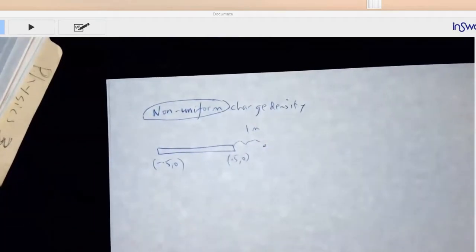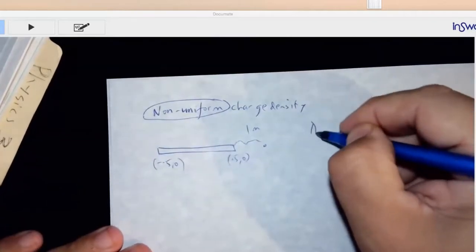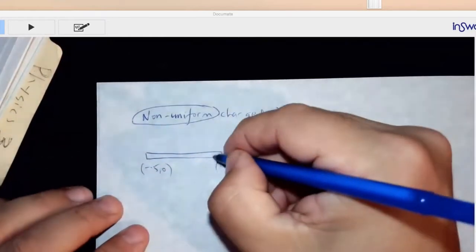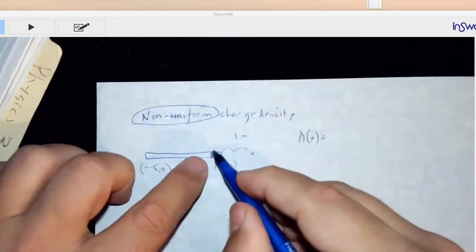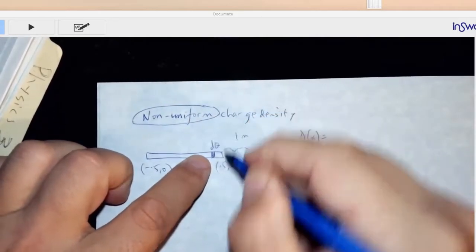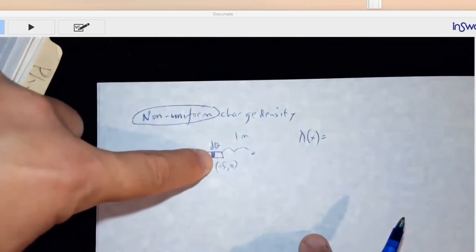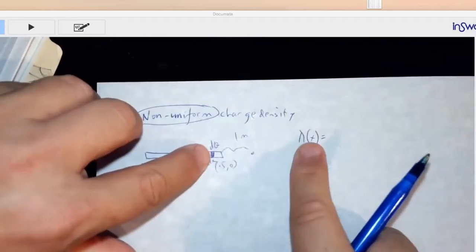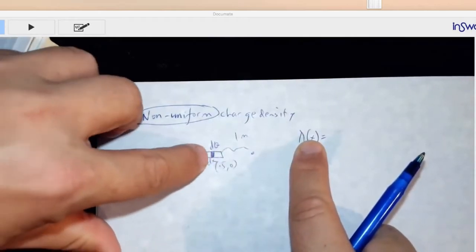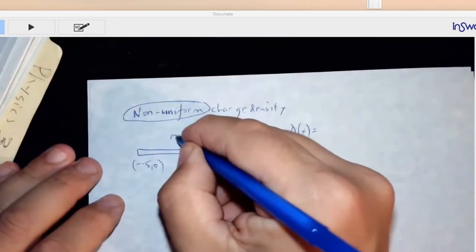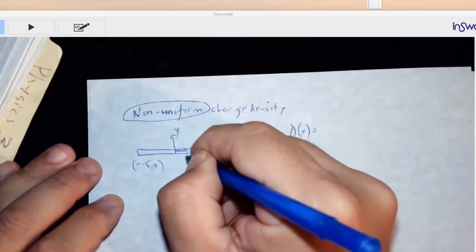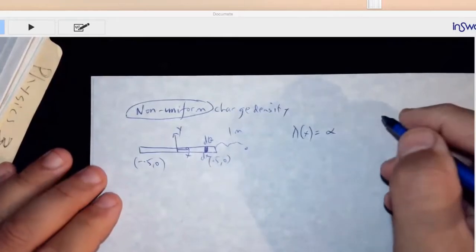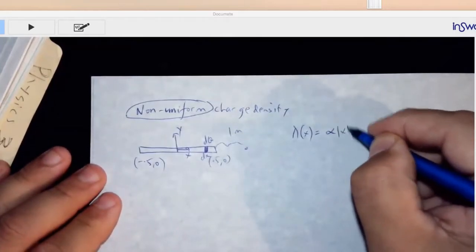Okay, so what kind of function should I do for the lambda? The lambda, in other words, is telling you how much charge there is included in every little distance x. So the lambda, if it's increasing, it means to the right, there's more charge. You see? So I'm going to say it could be some constant alpha times the absolute value of x.